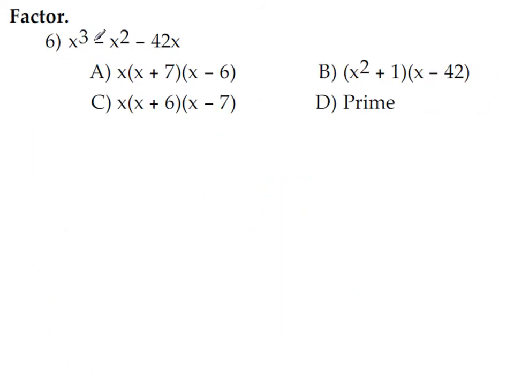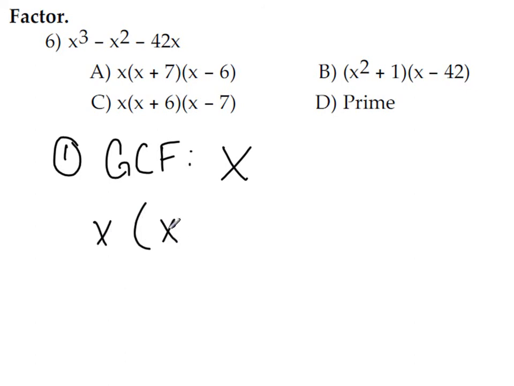Number 6, factor. We have x cubed minus x squared minus 42. Now I've been kind of ignoring the fact that we always have a step 1, which is to find the GCF. If there's a GCF, we factor it out. Sometimes it's 1 and that's boring, so we don't even touch it. But here we actually do have a GCF, and it's something other than 1. It's x. So we're going to factor out that GCF, and left behind is a nice trinomial.